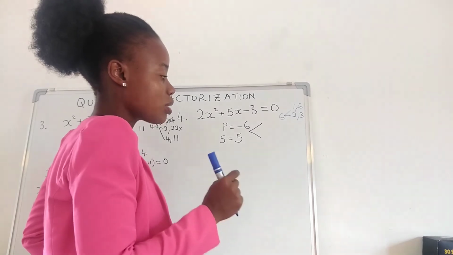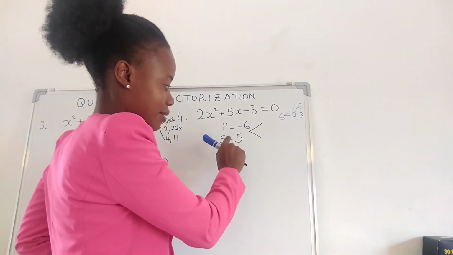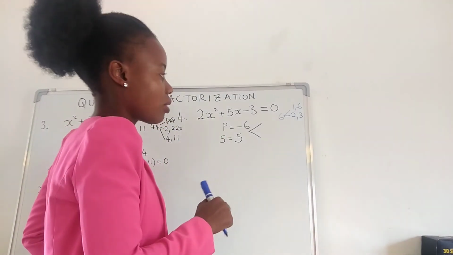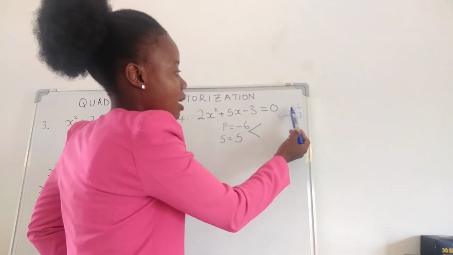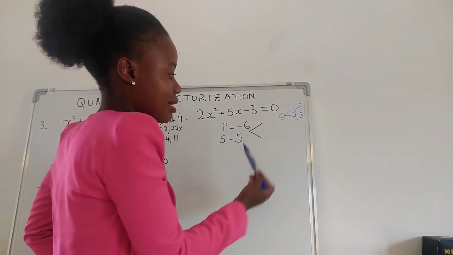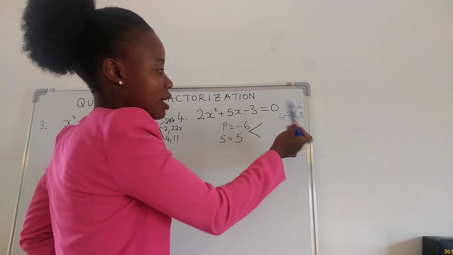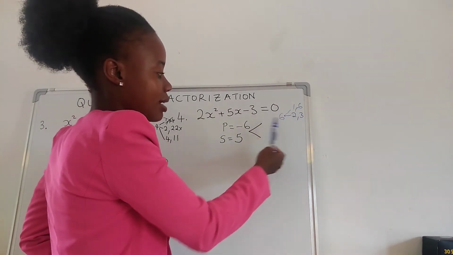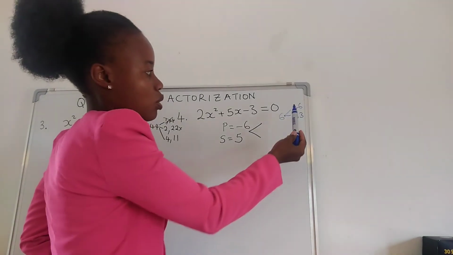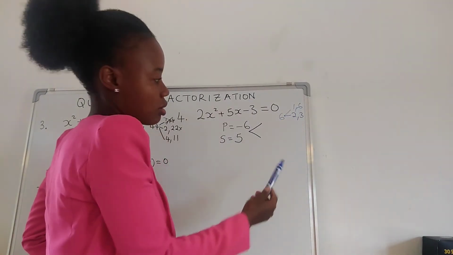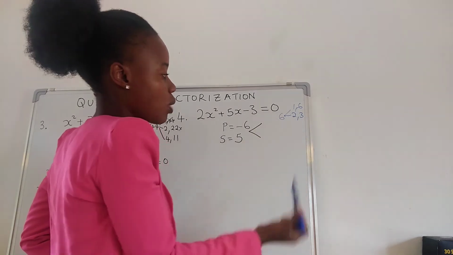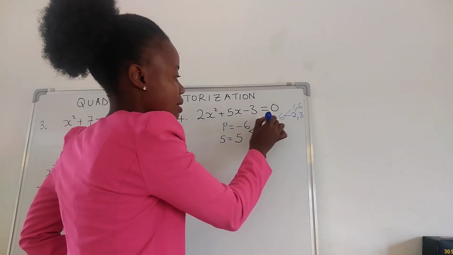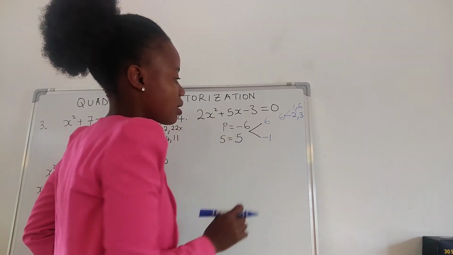Okay, so these ones, they're supposed to give us 5 when we add them, right? We're going to test: 1 minus 6 is negative 5. 1 times negative 6 is negative 6. 6 minus 1 is 5. Okay, so we're going to use 1 and 6. We're not going to use 2 and 3. 6 minus 1 is 5.